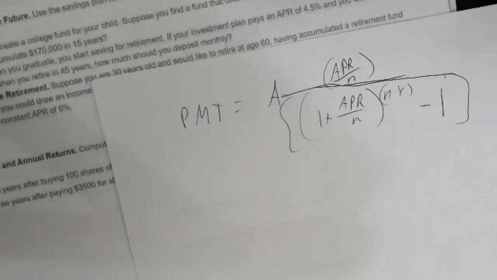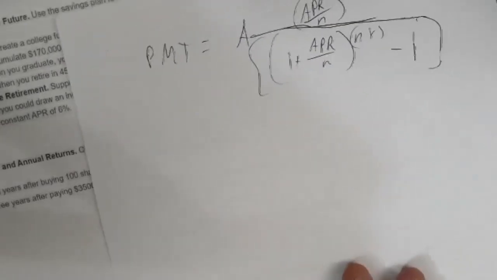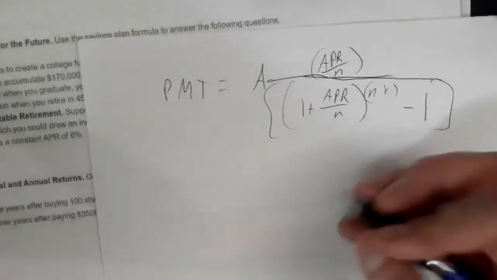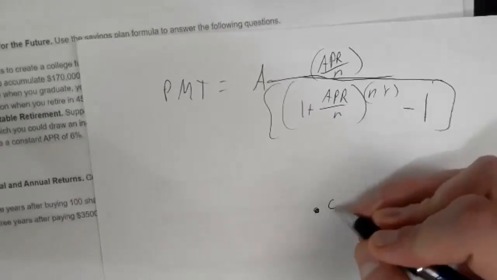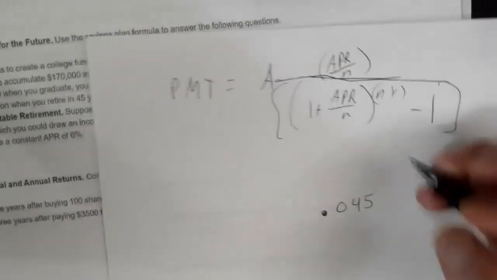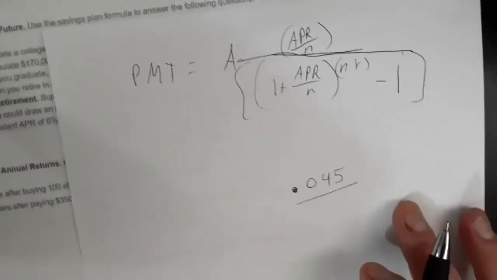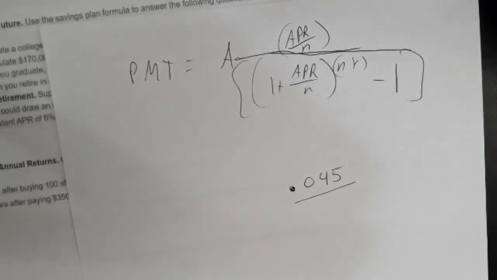So at age 20, we're starting retirement. Investment plan of APR of 4.5%. So if my APR is 4.5%, first thing I got to do is convert that to a decimal. I know my N is when I'm making my payments. So in general, in this section, I think for most of the time, N is going to be monthly, right?